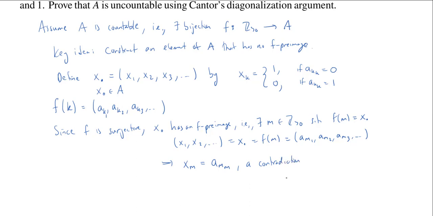Okay, where did the contradiction come from? It came from our assumption that A is countable. Therefore, A must be uncountable. Well, at least as long as it's not finite. Okay, let's move on then to problem number 15.